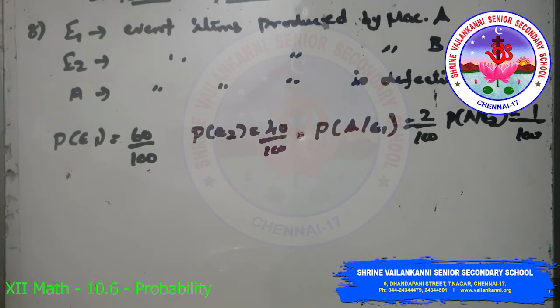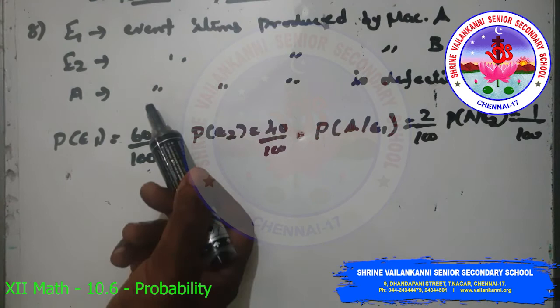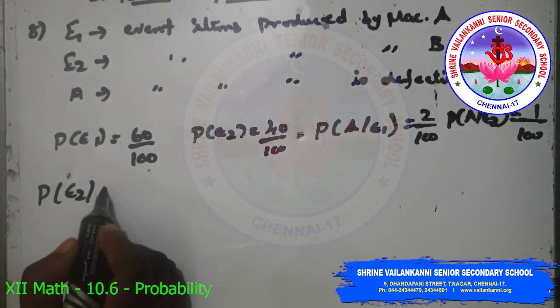All the items are put into one stockpile, and then one item is chosen at random from this and is found to be defective. What is the probability that it was produced by machine B? So the defective products produced by machine B. So machine B is event E2 in which it is defective. So required probability is P of E2 by A.